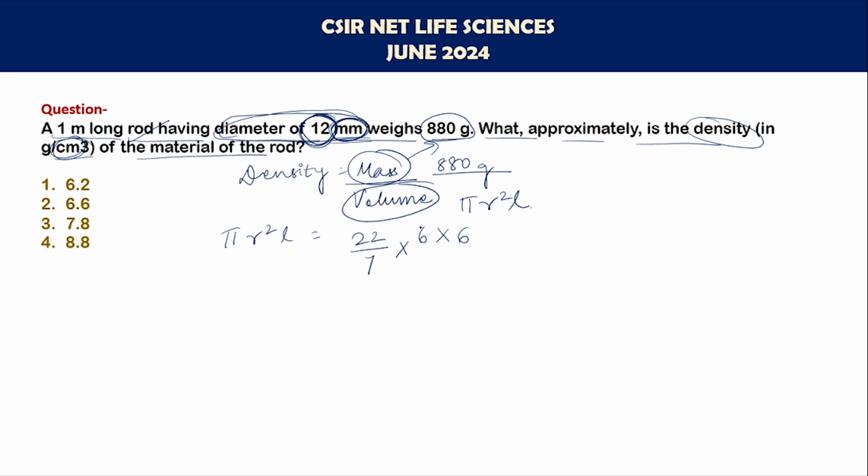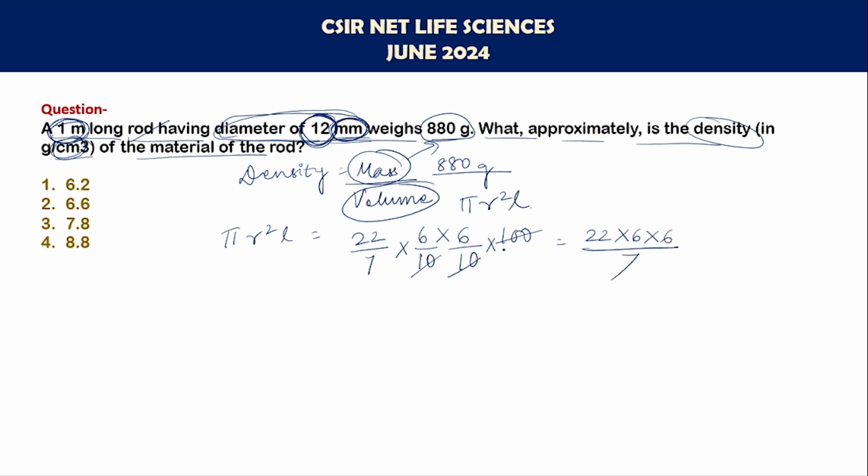So now you have to write 6 by 10, so it got converted into centimeter. Then you have to write the length. Where is the length given? Here, 1 meter. It's given in meter, and you have to write it in centimeter. 1 meter is equal to 100 centimeter, right? So write 100 centimeter. Just cancel it out. Then calculate: 22 into 6 into 6 divided by 7.